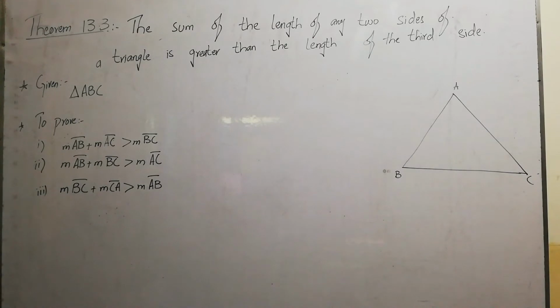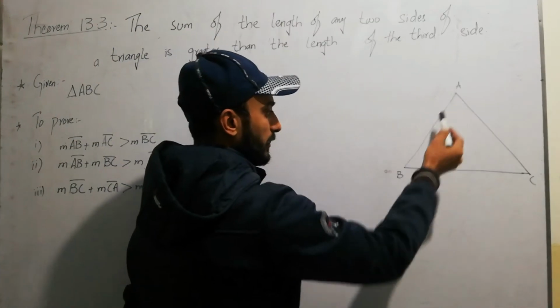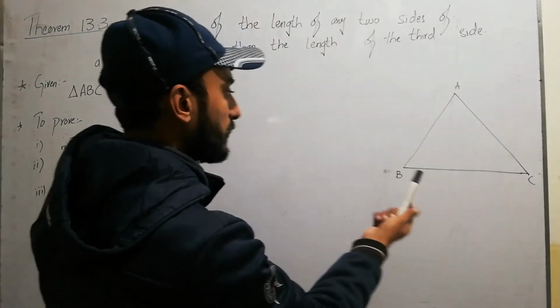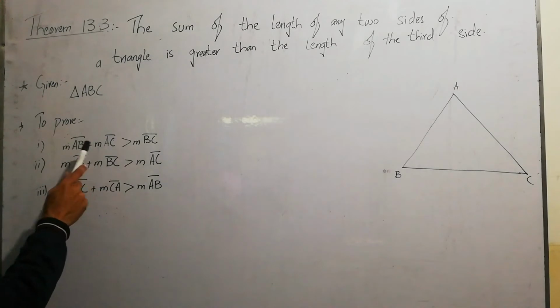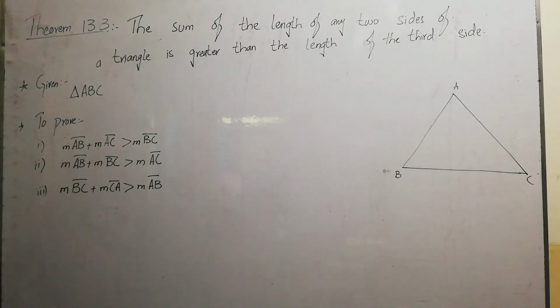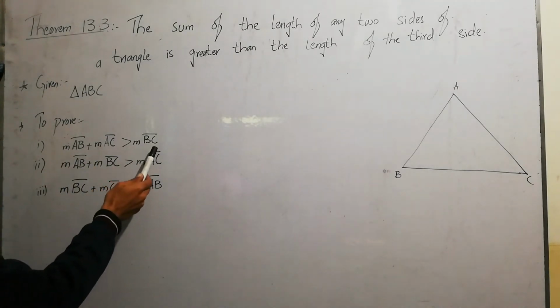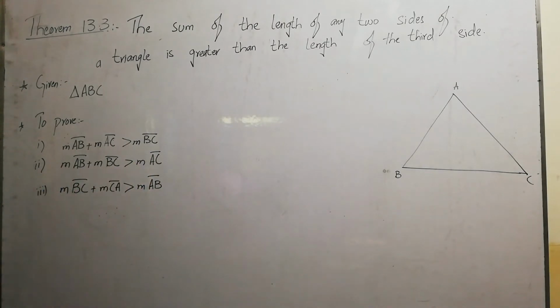Now in theorem 13.3, the sum of the lengths of any two sides of a triangle is greater than the length of the third side. For example, this is a triangle ABC. It is given that in triangle ABC, we have to prove that the measurement of AB plus measurement of AC is greater than the measurement of BC, measurement of AB plus BC is greater than measurement of AC, and the measurement of BC plus measurement of CA is greater than measurement of AB.